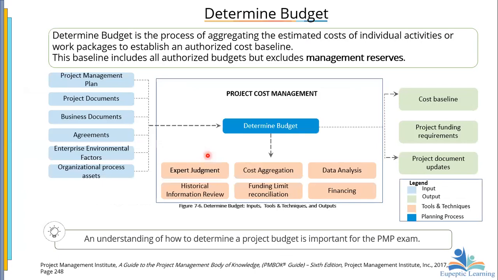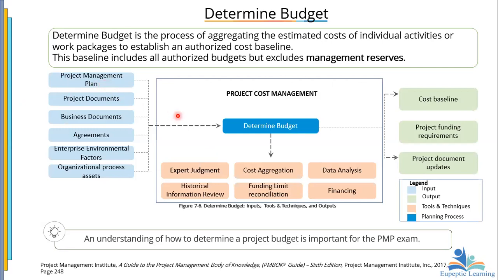Now, how do we determine the budget? So you see, the process of aggregating the estimated cost of individual activities or work packages to establish an authorized cost baseline. Now, we are saying that the baseline includes all authorized budget, but excludes what? Management reserves. So I'm sure now we are getting close to the difference between estimation and then what? Budgeting. So now we come in here.